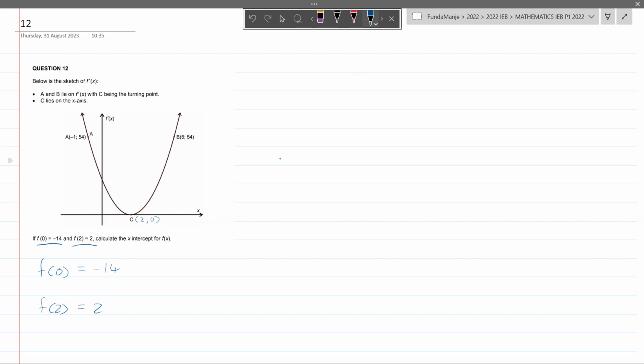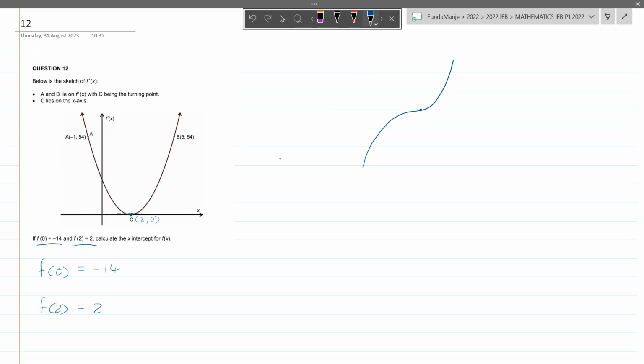So here we see on the first derivative graph that when x is 2, that's when the turning point is, and basically that's where the gradient is 0. So we can expect our function to look something like this. Okay, let me try and make it a bit more, something like that.